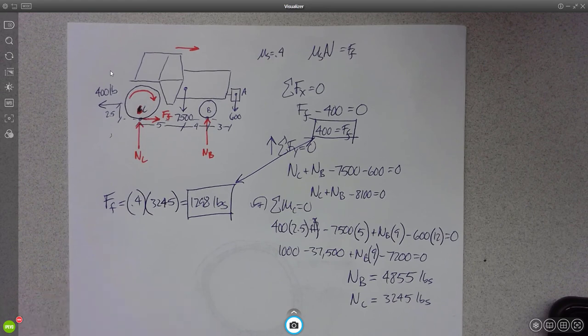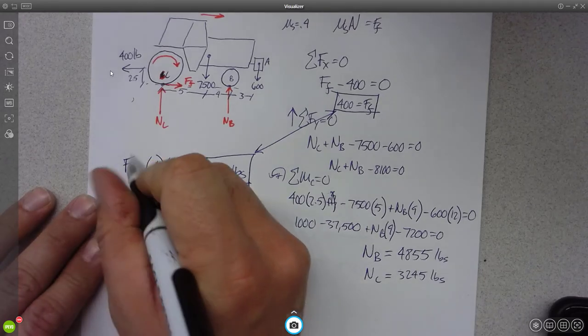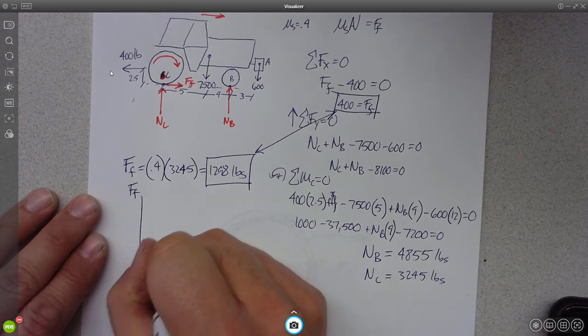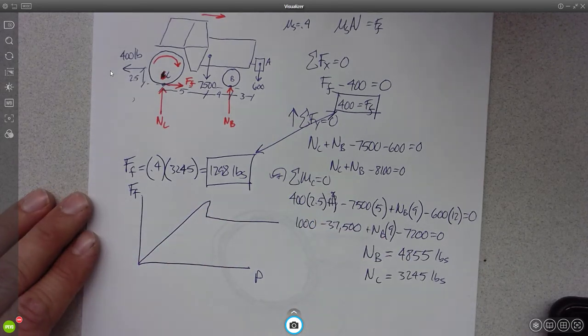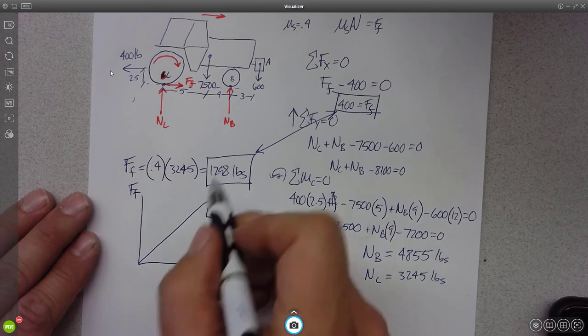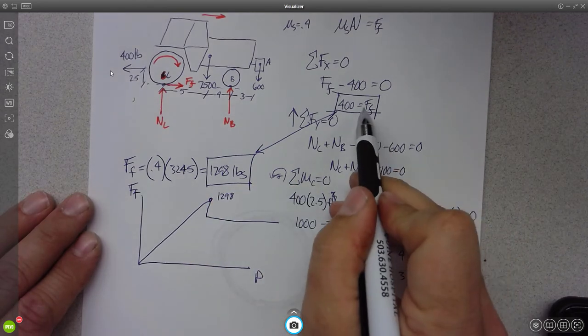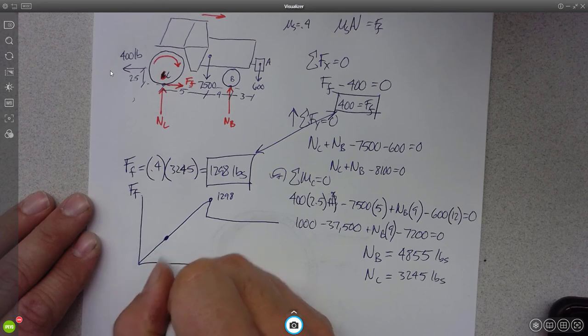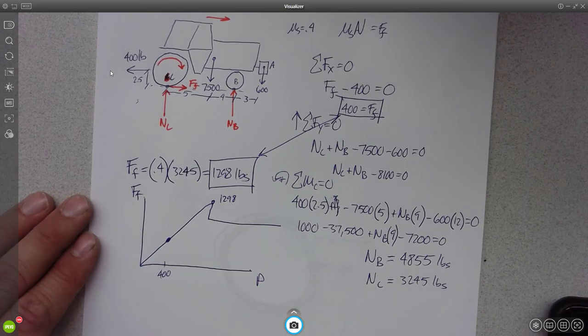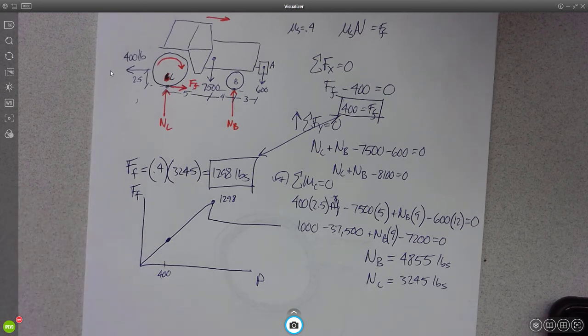It says I'm moving at a constant rate, though. The wheel isn't sliding, that's right. So remember our plot of force of friction and P? It does something like this, right? 1298 is right here. We're at 400 down here. What's that? Well, we're moving. It's not about to do a burnout.